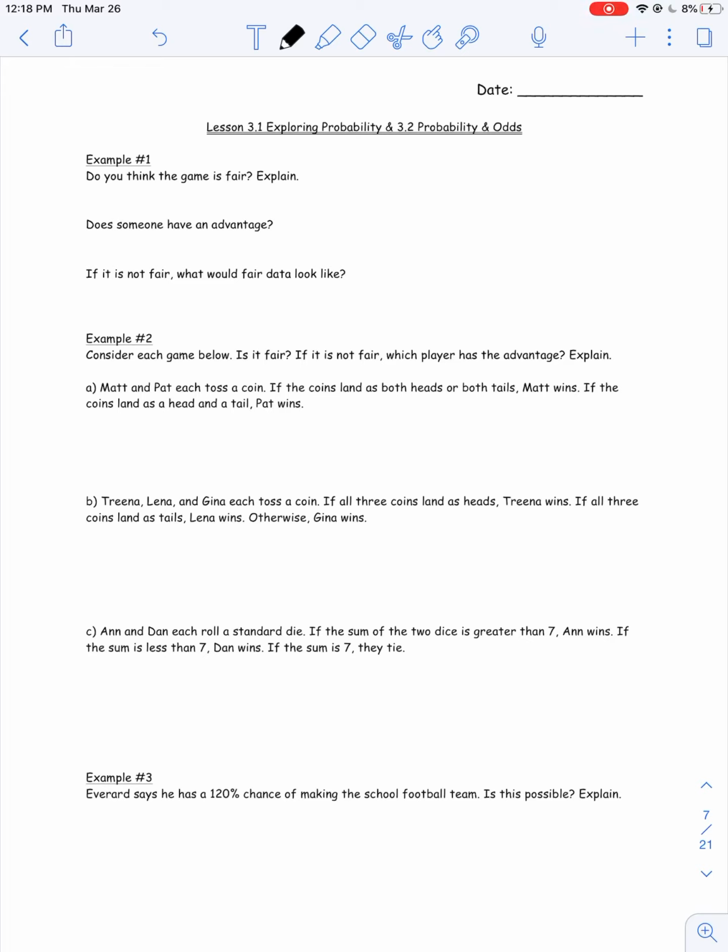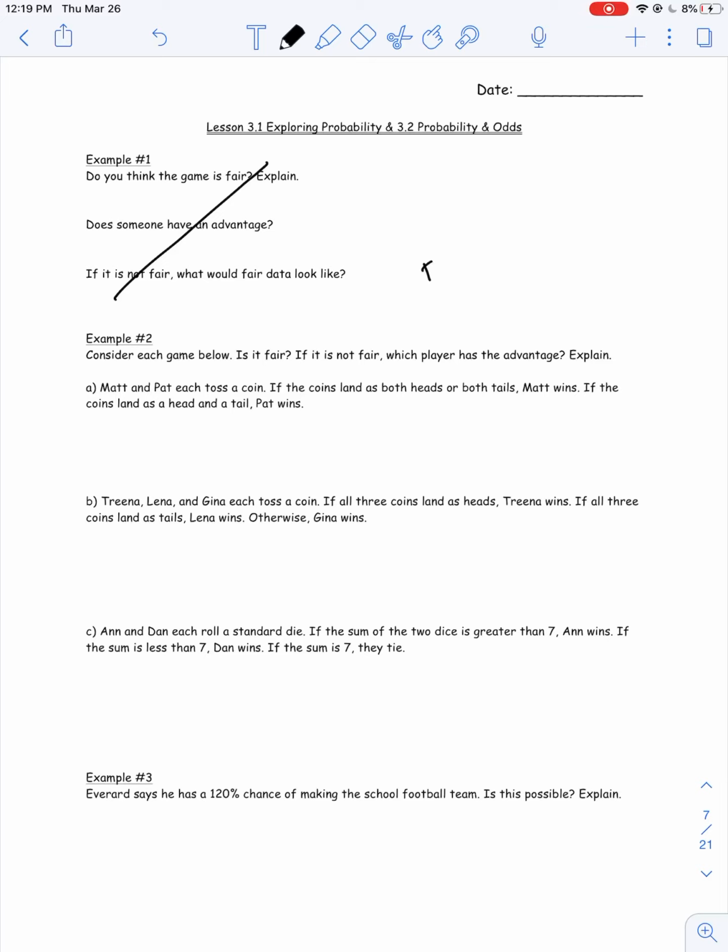Hi Math 30-2 students. This is the probability unit, lesson 3.1 and 3.2 combined. We'll skip example number 1. What you want to do is make sure you take notes and then ask questions if you're not understanding this.